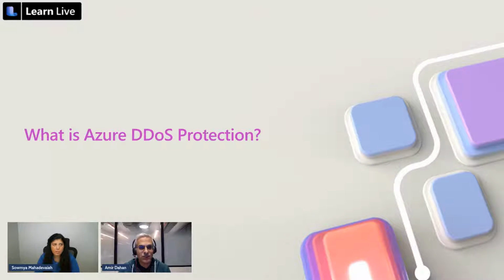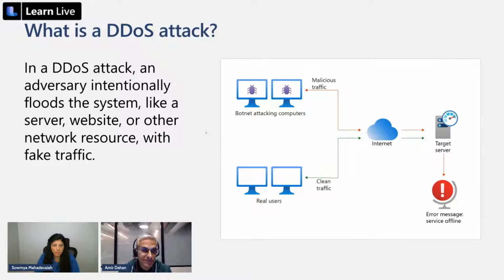So what is Azure DDoS protection? Before jumping in, let's talk a little bit about DDoS. DDoS attacks, what are they? Essentially, a DDoS attack is when an adversary intentionally tries to flood your systems, applications, or networks with fake traffic, typically volumetric, a lot of traffic towards your application, in order to take it down, to render it unresponsive. And there are two main techniques to do so.